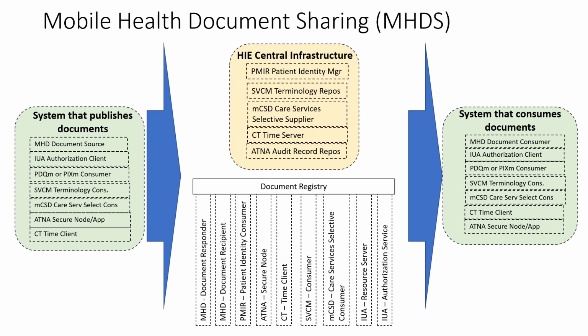On the left-hand side is systems that publish, and again, it's just an assembly of the profiles that we've talked about. And on the right-hand side, it's just the assembly of, again, the same profiles. But because there is a guarantee that this central infrastructure has these particular services, we can be far more deterministic that the systems that publish documents and the systems that consume documents can use a common terminology server. They can use a common patient identity manager.